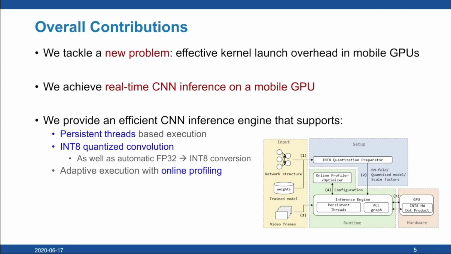The contribution of this work is that we mainly tackle a new problem of effective kernel launch overhead to achieve real-time CNN inference on a mobile GPU. Our solution is to first adopt persistent thread-based execution. We also exploit quantized convolution on mobile GPU, as well as providing automatic conversion from FP32 to INT8. Finally, our online profiler finds the best option among different choices for the convolution, such as quantized or non-quantized convolution. In the following slides, we will see the components in detail.